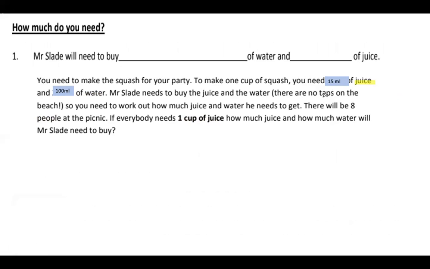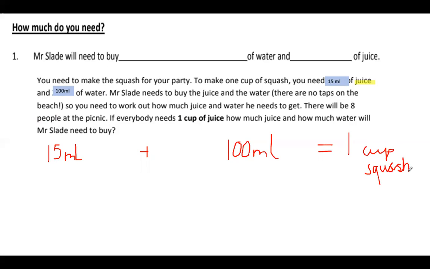So we know that you need 15 milliliters of juice. You also need 100 milliliters of water to make 1 cup. So this plus this, in a way, is equal to 1 cup of juice. We know this. Pretend that that's A plus B, and it equals this 1 cup of the squash. There we go. Now, what else did we know? Well, it's very important. Everyone needs 1 cup of juice, and we have 8 people. So we need to times this by 8. So we get a total of 8 cups of squash.